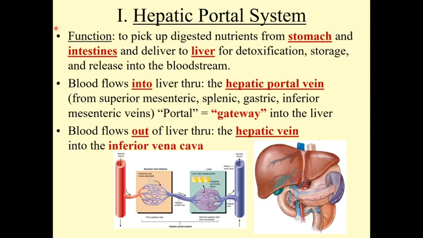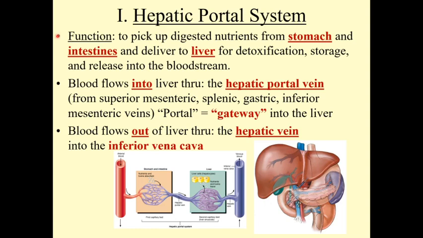So the hepatic portal system, the main function here is as nutrients from the stomach and the small intestines and large intestines are being absorbed, especially from the small intestines, before those nutrients enter circulation and reach the heart, they need to be purified. They're going to be purified in the liver. Any toxins that may have also been ingested by the person get absorbed along with the nutrients, especially via the small intestines. Those toxins need to be purified.